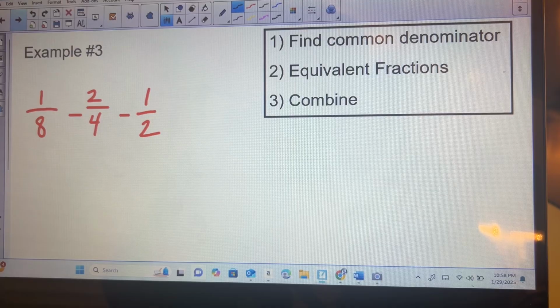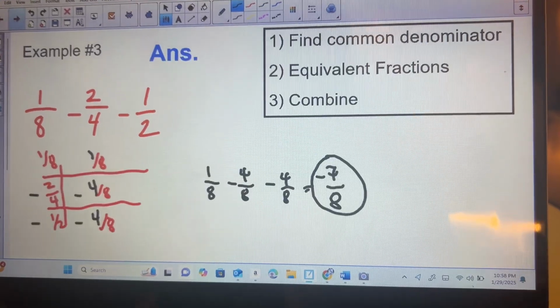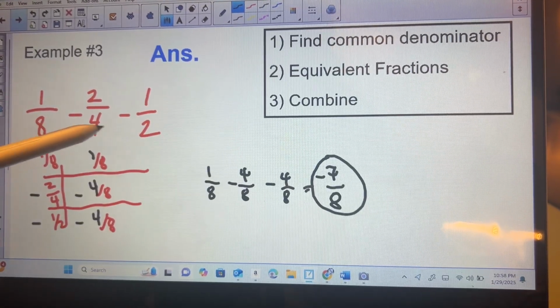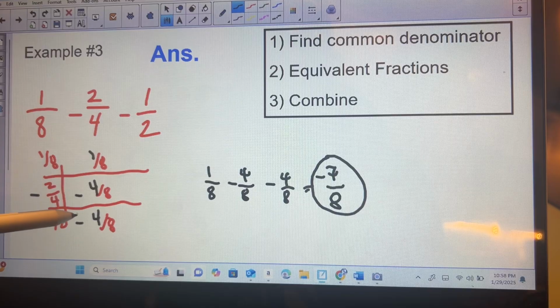Try the next one: 1/8 minus 2/4 minus 1/2. Find a common denominator for 8, 4, and 2. The common denominator for 8, 4, and 2 is 8. So for negative 1/2, 2 times negative 4 is going to be 8, and 1 times negative 4 is negative 4. So 2 times negative 2 is going to give me negative 4. And the first fraction stays the same because it already has a denominator of 8.